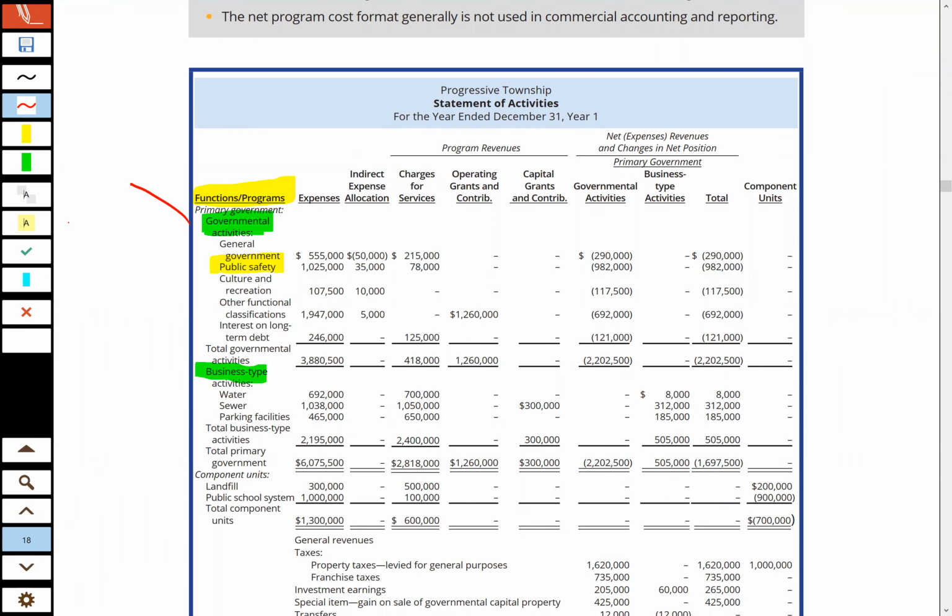The GRAS funds, those? Good. So that's the general fund, the special revenue fund, the debt service fund, capital project fund, permanent fund, plus the internal service fund. Yes. Okay. All right, good. That's governmental activities. How about business type activities?